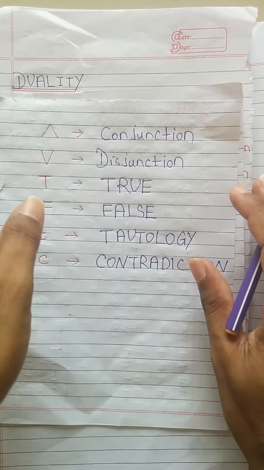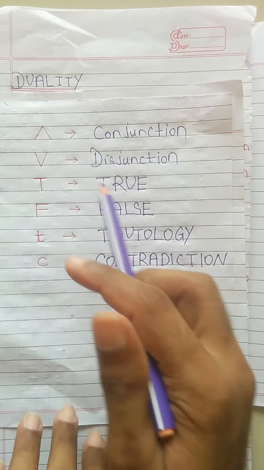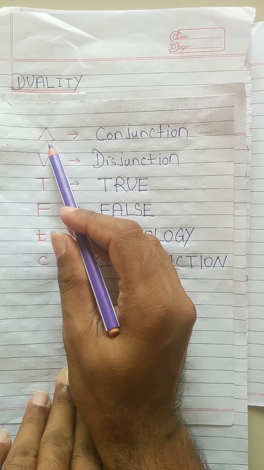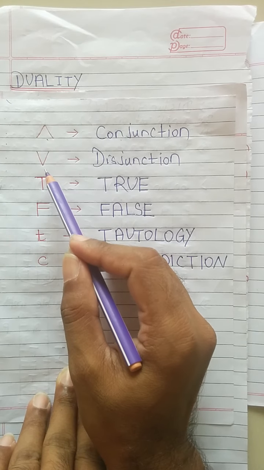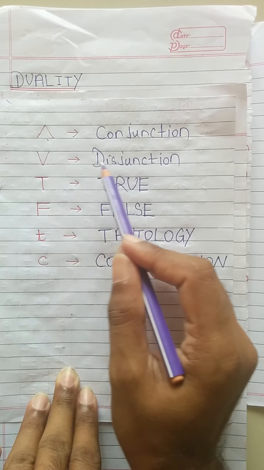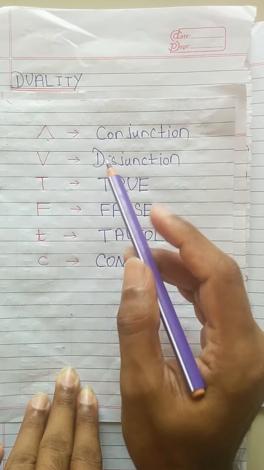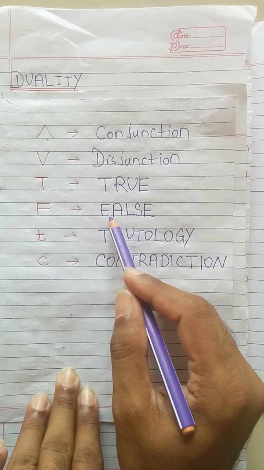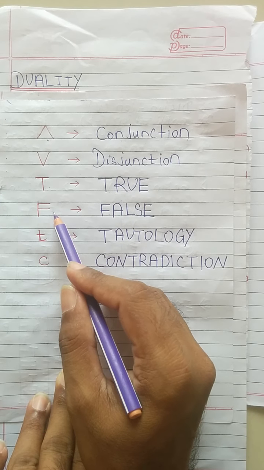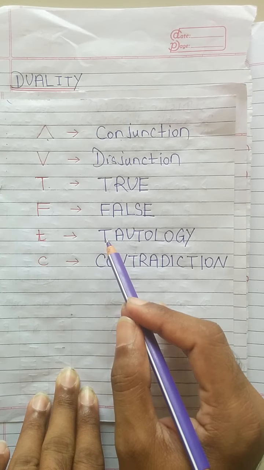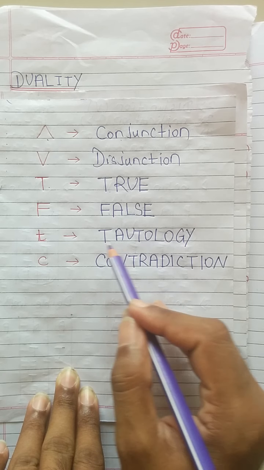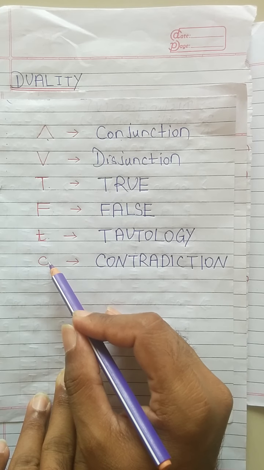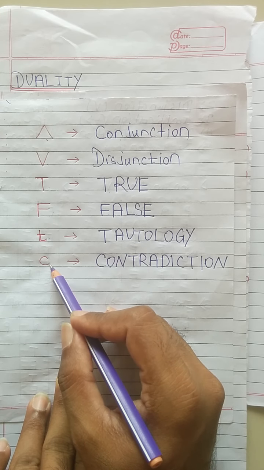Hope all of you are familiar with these symbols. This symbol stands for conjunction. This symbol stands for disjunction. Truth value true is denoted by capital T. Truth value false is denoted by capital F. Tautology is denoted by small t and contradiction is denoted by small c. Okay.